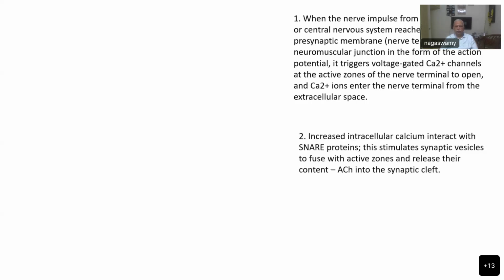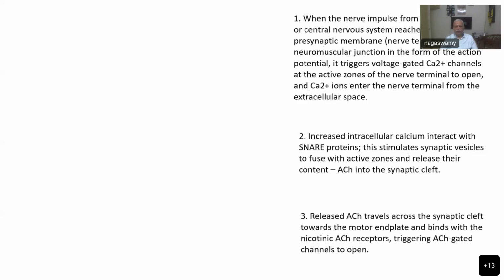The increased intracellular calcium interacts with SNARE proteins. This stimulates synaptic vesicles to fuse with active zones and release their content, that is acetylcholine, into the synaptic cleft. The third step is the released acetylcholine travels across the synaptic cleft towards the motor end plate and binds to the nicotinic acetylcholine receptors, triggering acetylcholine gated channels to open.